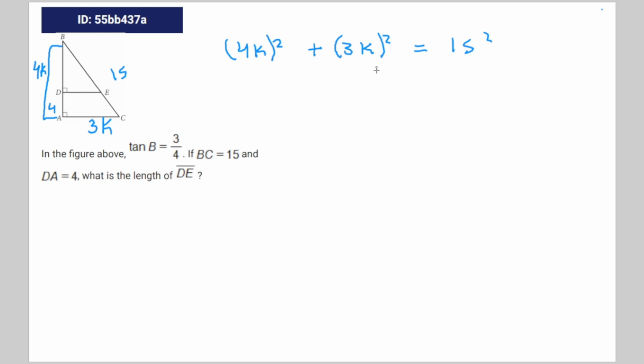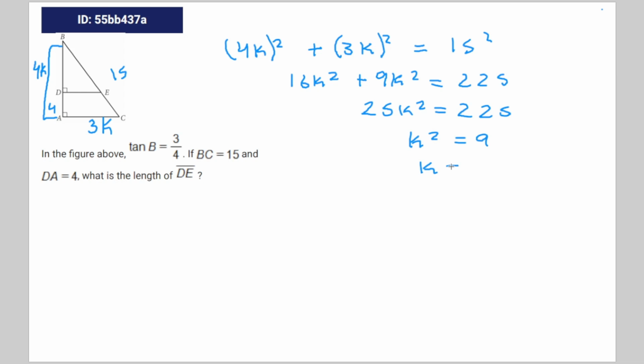So just simplifying that, you're going to get 16k squared plus 9k squared is equal to 225. That's going to be 25k squared is equal to 225. Divide both sides by 25, you get k squared is equal to 9, which means that k is equal to 3, which means that the length of side AC is equal to 9, the length of side BA is equal to 12.